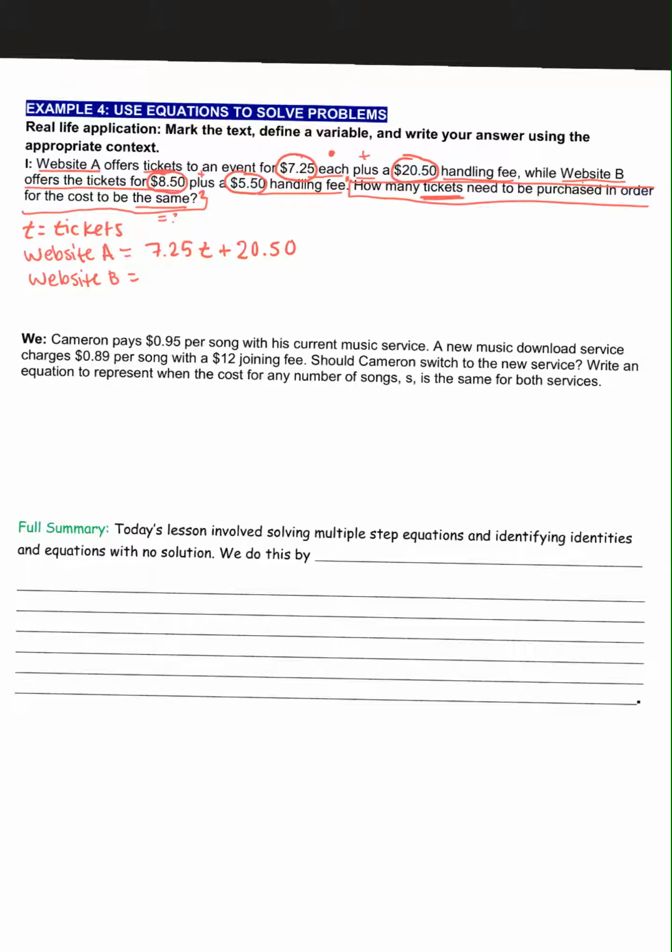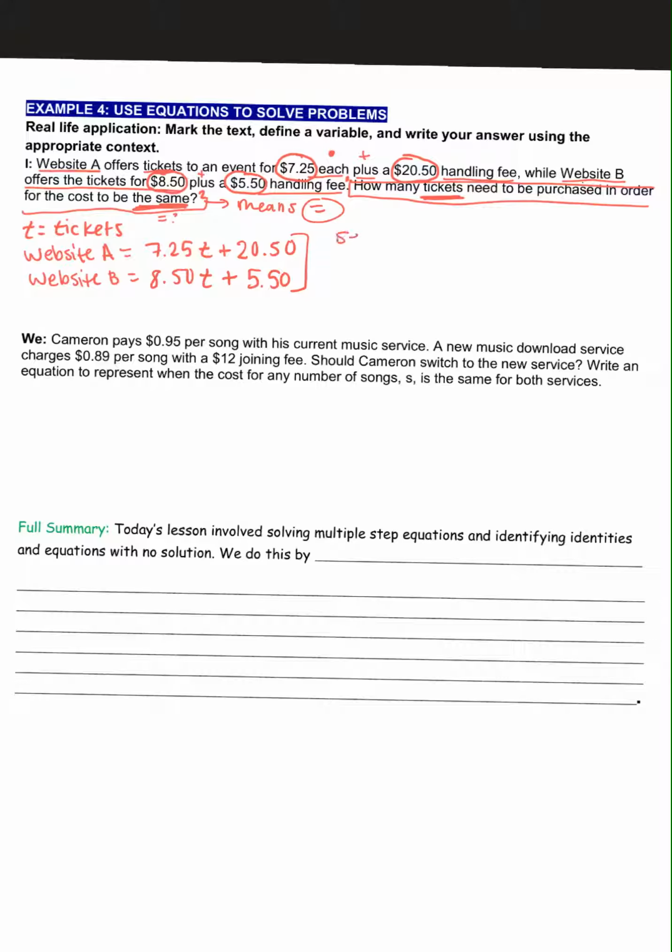Now, website B offers tickets for $8.50 each. So I have an $8.50 T plus their handling fee, which is $5.50. And it's asking us how many tickets need to be purchased in order for the cost to be the same. And then I wrote a little note to myself that the same reminds me of the equal sign. That is correct. Whenever you guys see the same, it means equal. So what am I going to do with these two things? I'm going to set them equal to each other.